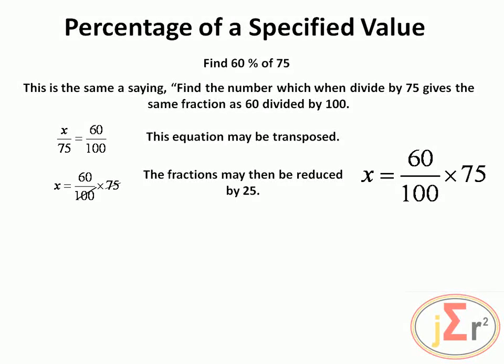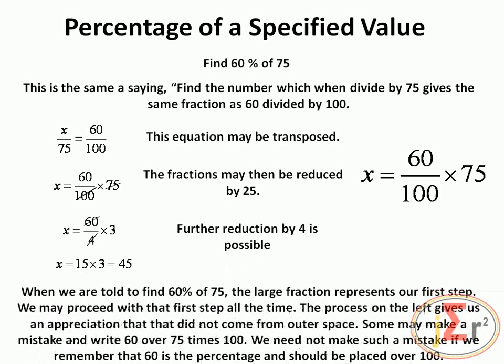25 into 75 is 3. 25 into 100 is 4. Good. And then we are going to be reducing by 4. 4 into 60 is 15. So 15 multiplied by 3 is 45, and that is our answer.